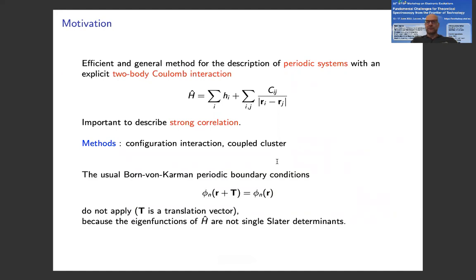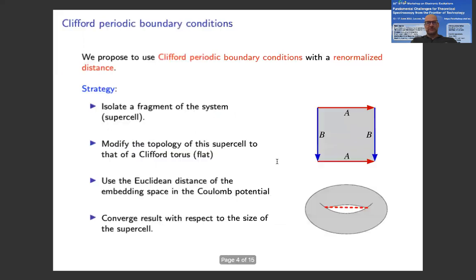Now, when we have a Coulomb interaction explicitly in the Hamiltonian, we are going beyond the one-particle picture. But this means that we can no longer use the standard Born-von Karman periodic boundary conditions because they apply to single particle wave functions. It is of course convenient to use periodic boundary conditions, and therefore we have to come up with an alternative approach. So we recently proposed to use so-called Clifford periodic boundary conditions together with a renormalized distance.